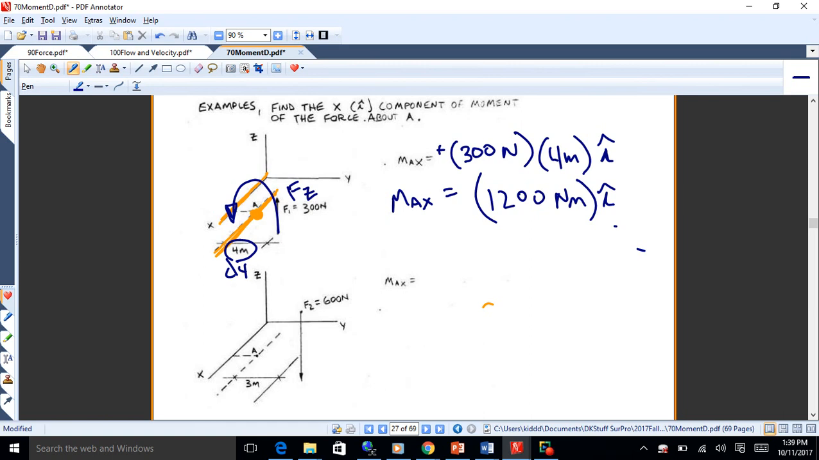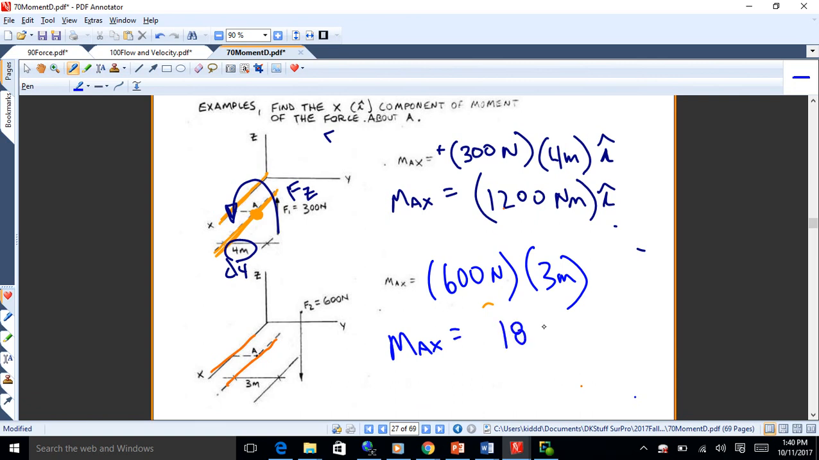So this other one here, what are we going to get on that? So what do we got? We've got 600 newtons, 3 meters. Anybody, just think about that and figure out the sign on that one. You got a sign on that one? I think it's negative, yeah. Fingers curl around under that force, my right thumb points into the page. That indicates negative.